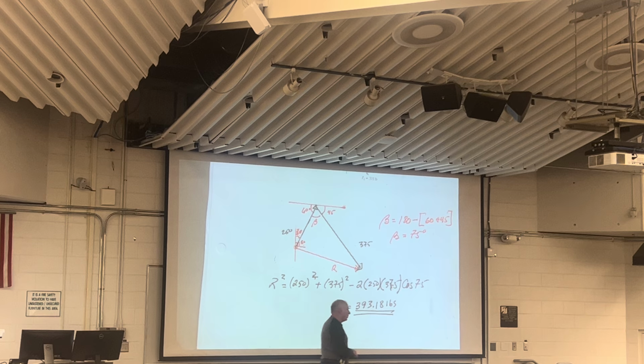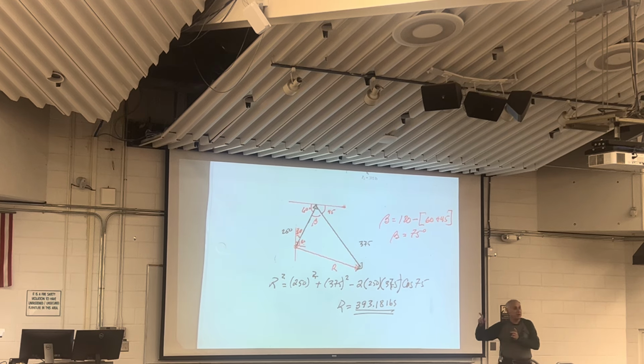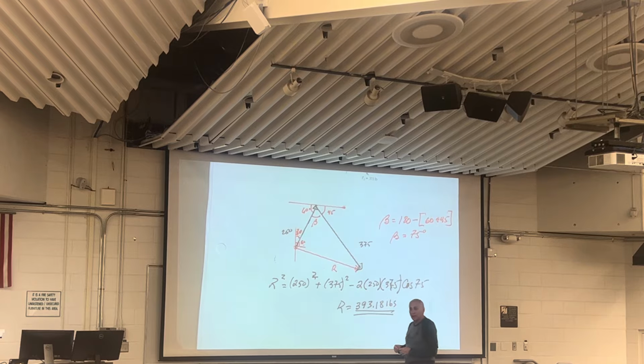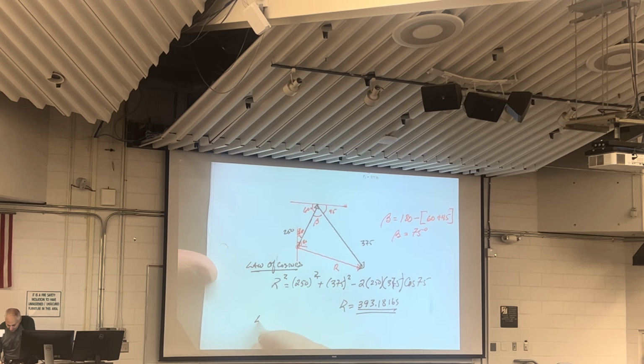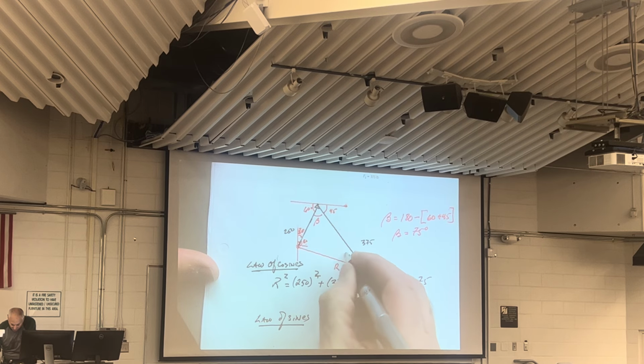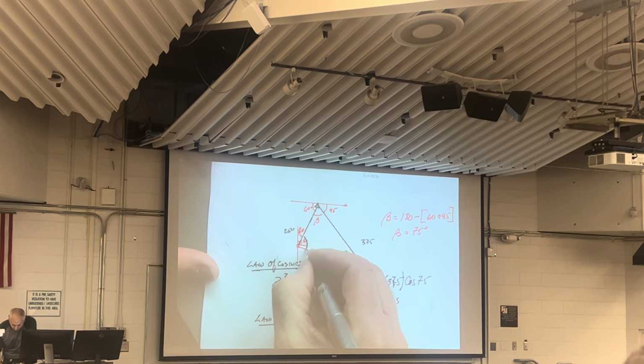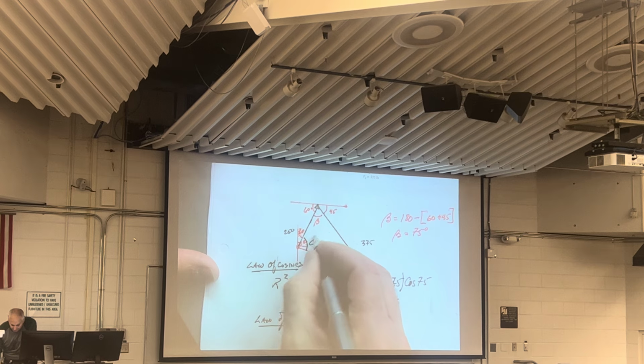Because for vectors, the story is magnitude, which I found, and then you have to give me direction. Right? Well, what's the direction? How do I get direction? Direction is given by law of sines. This is law of cosines. I need the law of sines in order to get angles. I'm going to call this angle theta. I'm going to call this whole thing angle phi.